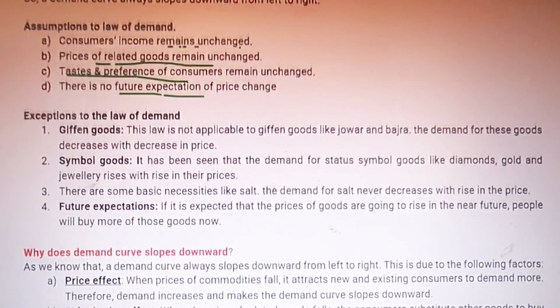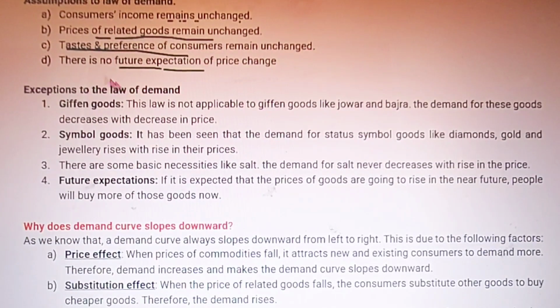The next one is exceptions, where we cannot apply this law of demand. There are a few exceptional cases, like Giffen goods. Now when the prices of Giffen goods decrease, their demand also decreases. For example, jowar and bajra. So these are all inferior commodities. So basically, their demand falls with falling prices.